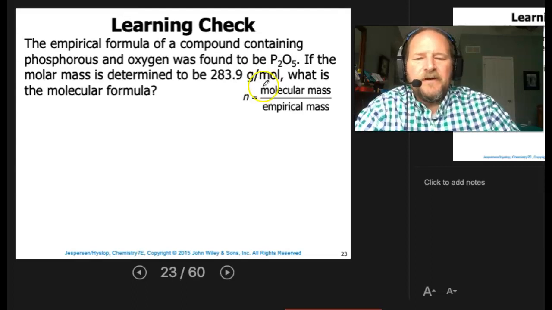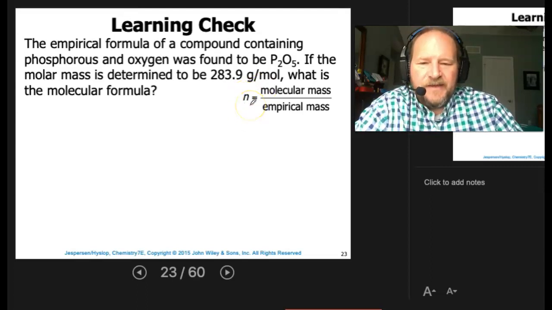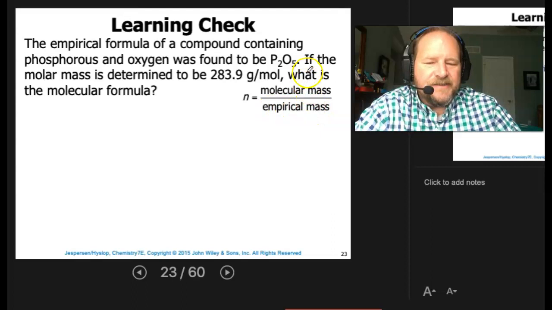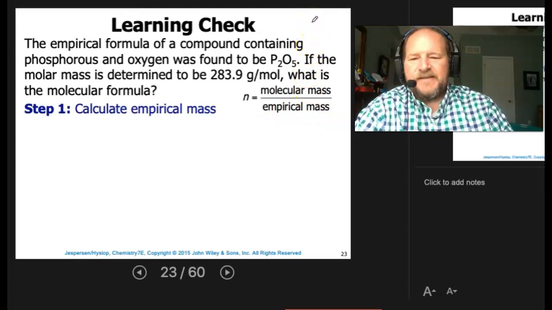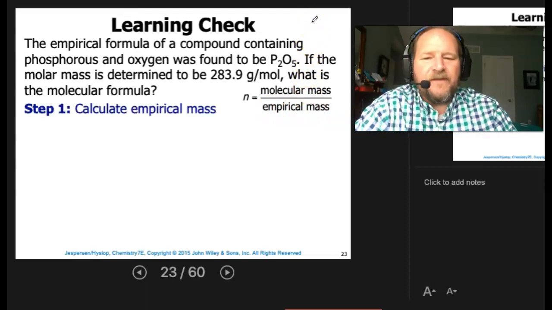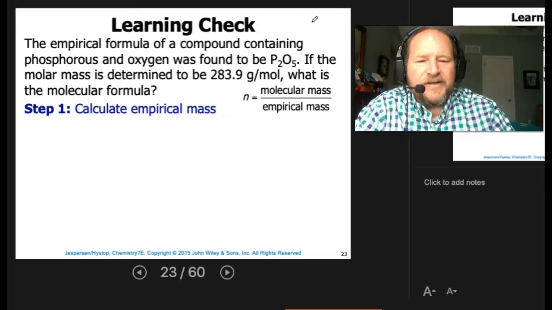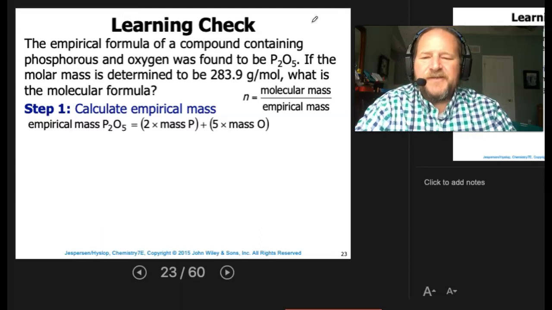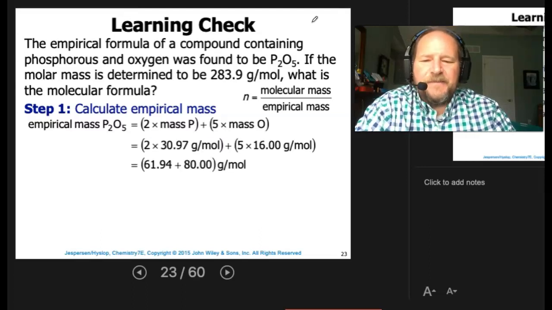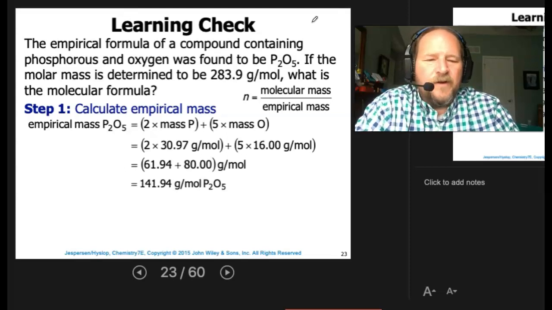So remember, N is the multiplier for the molecular formula. We're going to take the molecular mass that they've provided and divide by the empirical mass. So all we have to do then is calculate the empirical mass from our empirical formula that we've already solved. So for P2O5, that's going to be 141.94.